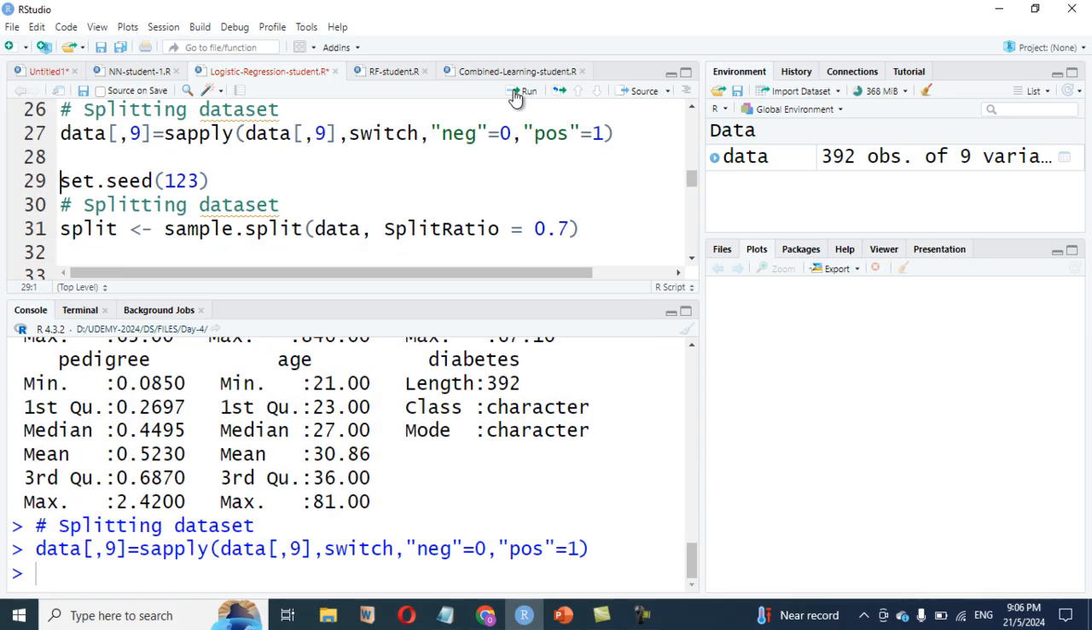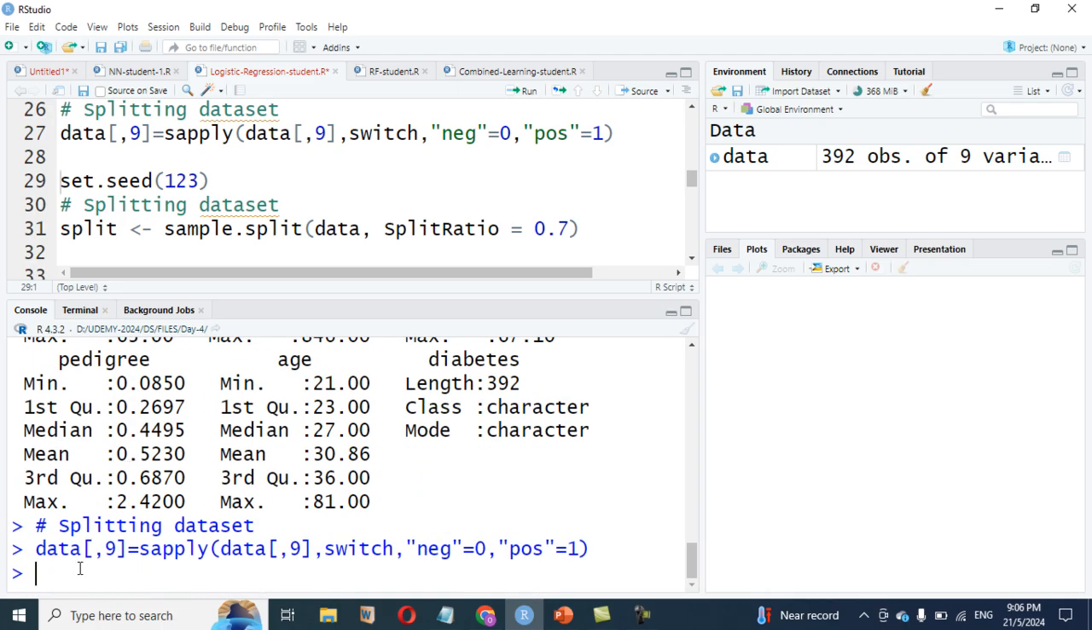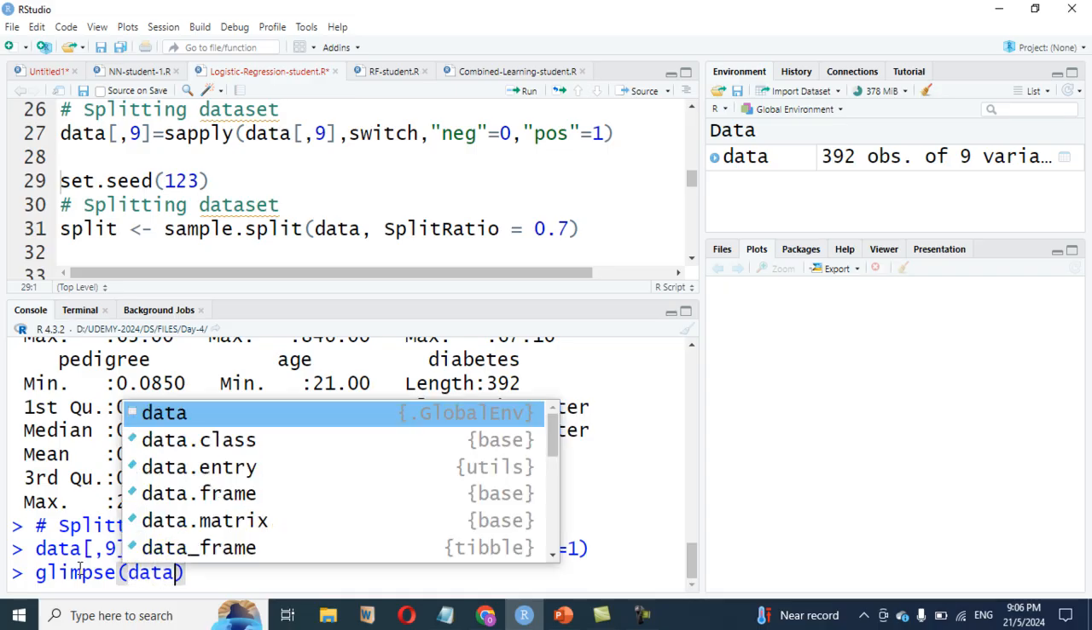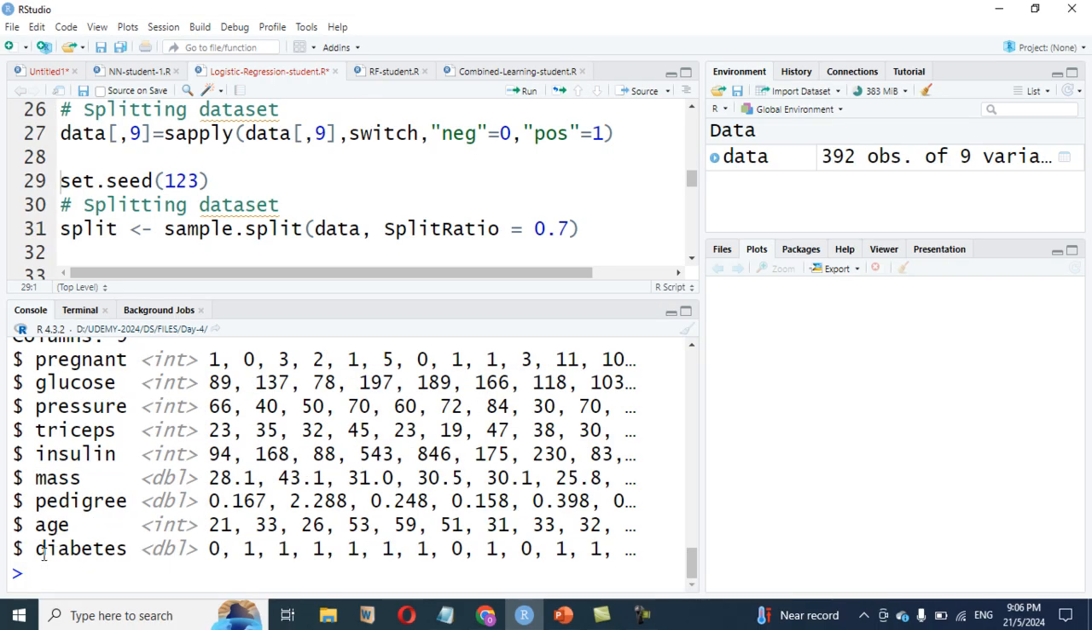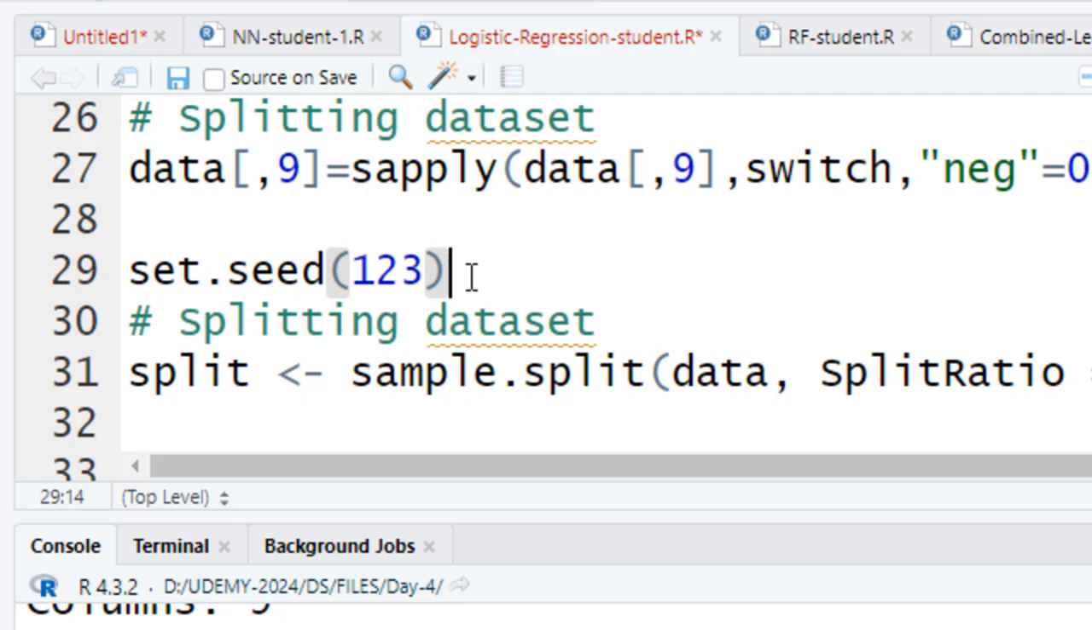So we can run that line now. It's done. If you check briefly, you see that it was positive and negative before. Let's glimpse again and see what I'm talking about. If we glimpse our current data now, you can see that diabetes is now 0, 1. Why? Because we have changed it to 0 and 1. Then we can now split our data properly. So let's split now.